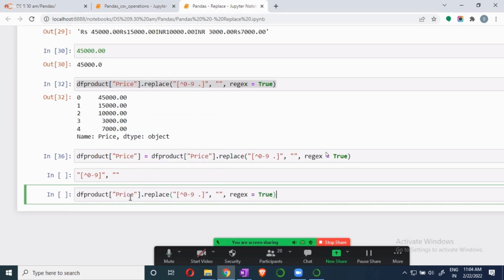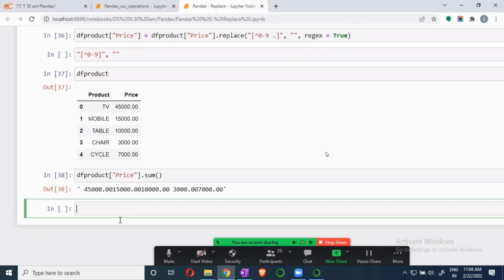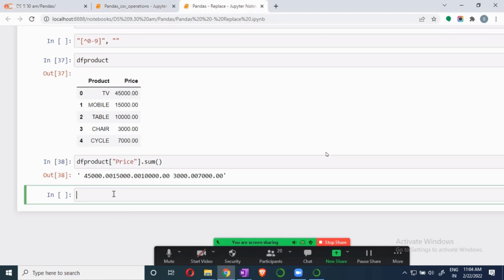DF product, like this. Can I do it? DF product of price. Sure? It will not work. That is a string. How to convert the string into integer?